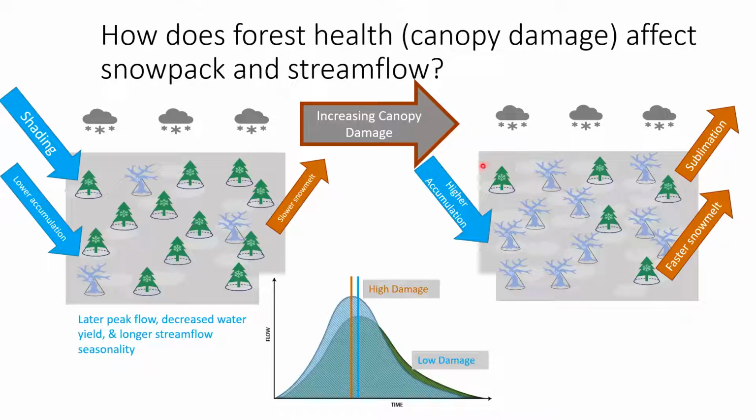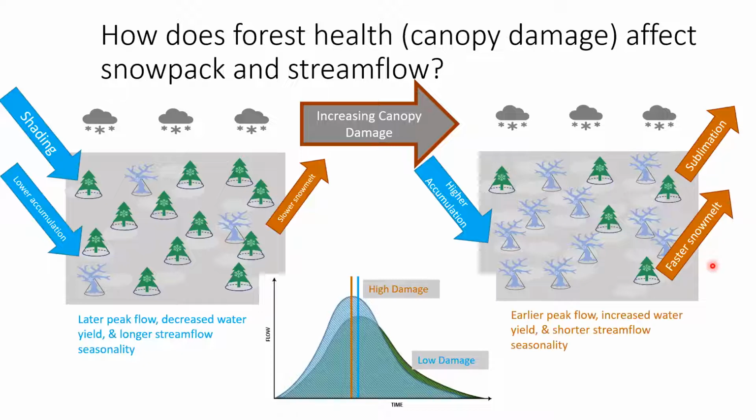When looking at the different snowpack processes, you're going to have a generally higher snow accumulation since there are less live trees that could intercept incoming snow. Since more ground is going to be exposed to solar radiation, you're going to have higher rates of sublimation and also just have faster snowmelt rates.